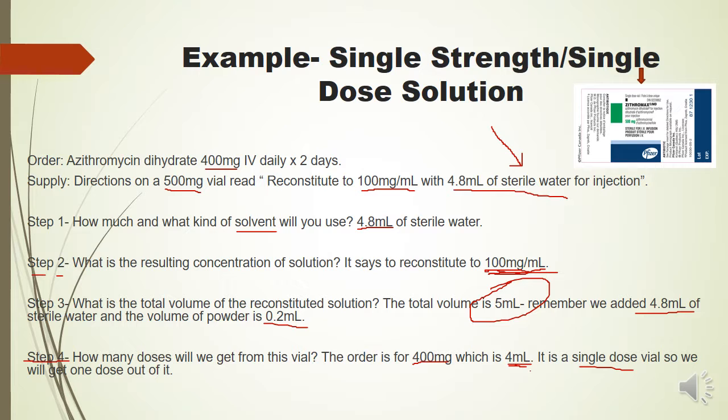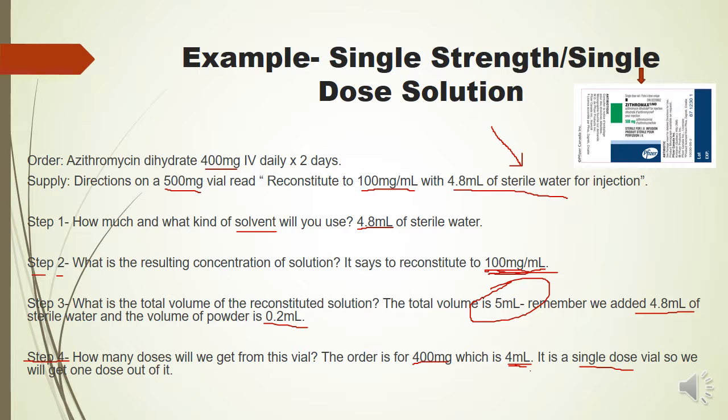That means we are going to add a solvent of sterile water as directed, right? And we're going to use how much of it? 4.8 milliliters, okay? So we're going to go back to our image on the previous slide. We're going to inject 4.8 milliliters of sterile water into the vial, okay? Step one. Let's go to step two.